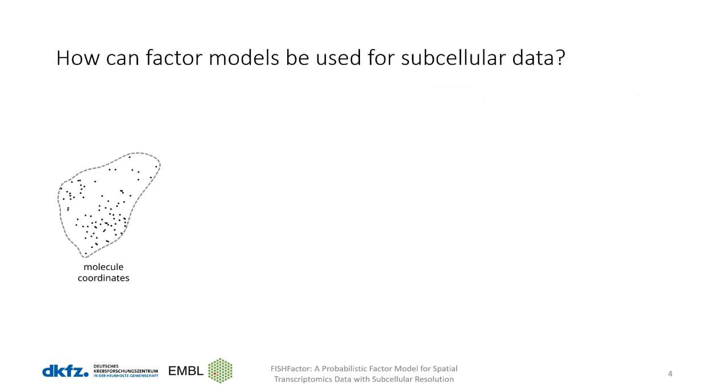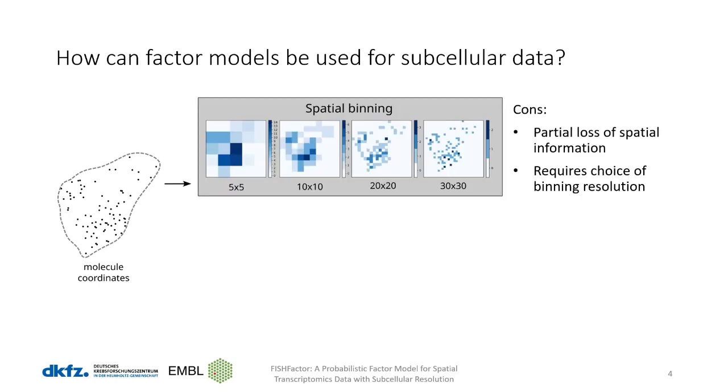To apply the models to single molecule data anyway, there are two options. One option is to aggregate coordinates in spatial bins and thereby obtain a count matrix, as required by the model. However, this has the disadvantages that in every case some of the spatial information is lost and that a binning resolution needs to be chosen manually.